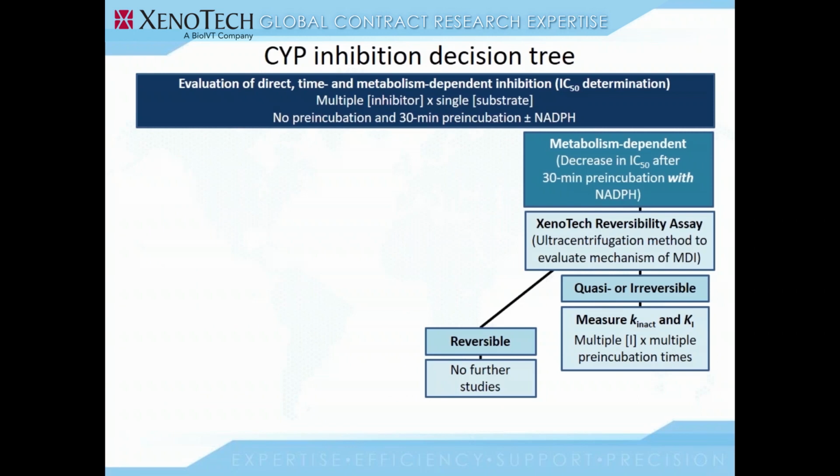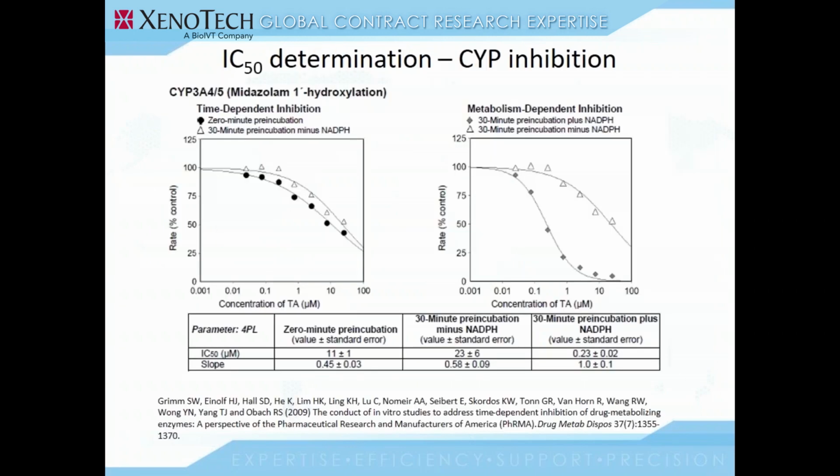or potential metabolism-dependent inhibition. In these example data, the test article is a direct inhibitor, and the inhibition does not increase with pre-incubation in the absence of NADPH. And you can see that with this left graph here. However, when you compare the pre-incubated samples minus NADPH, there's a 23 micromolar IC50 value. When you compare that to the samples that were pre-incubated with NADPH, the IC50 drops all the way down to 0.23 micromolar, which is a decrease by a factor of 100.